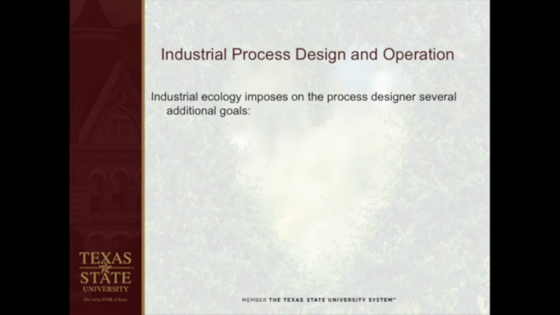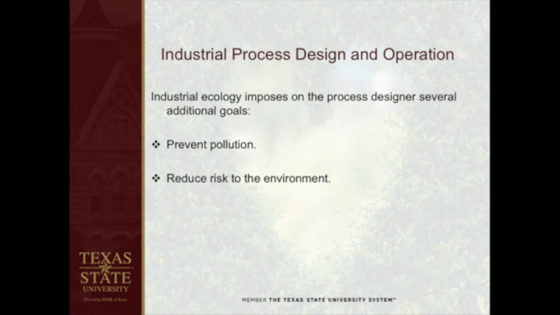Now add into this mix industrial ecology or design for environment. There are some additional requirements placed on the process designer. First, they have to prevent pollution. A lot of processes, the favorite image in everybody's mind of an industrial process is the smokestack, which is spewing out black smoke, right? So pollution prevention. The second thing is to minimize risk to the environment.